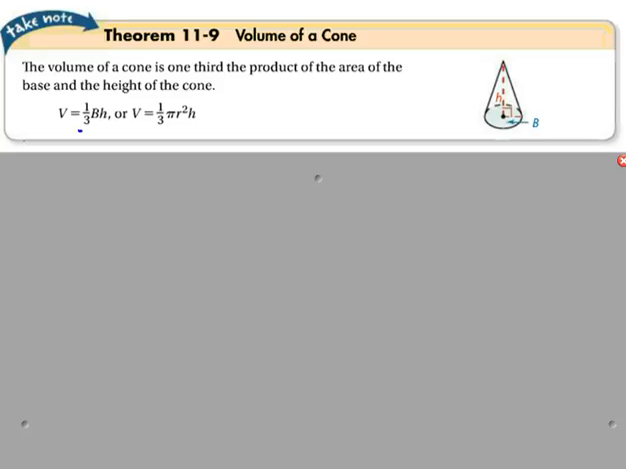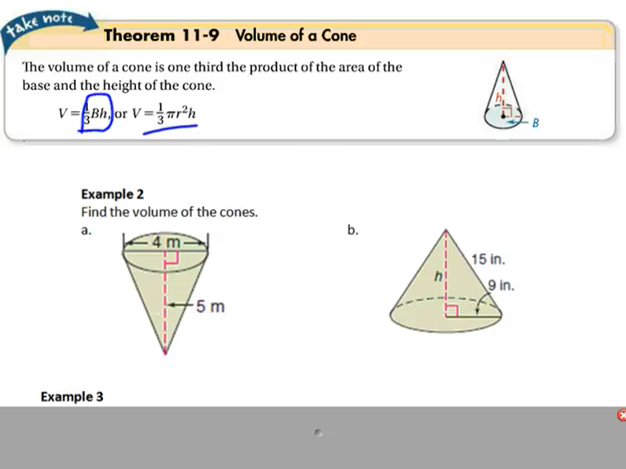So 1/3 the area of the base times the height, or in this case 1/3 pi r squared, because remember pi r squared is how you find the area of a circle. Sorry, not the volume, the area, and then you multiply by the height as well. Let's look at a couple examples of that as well.